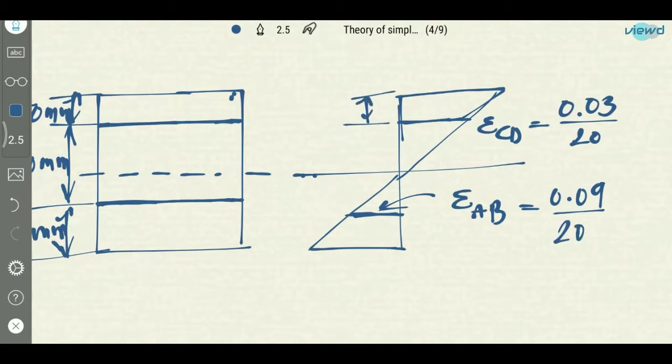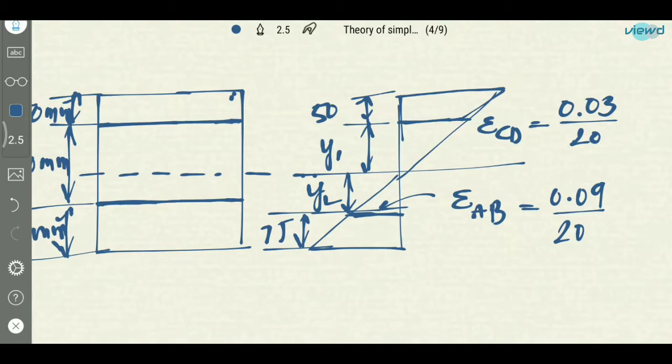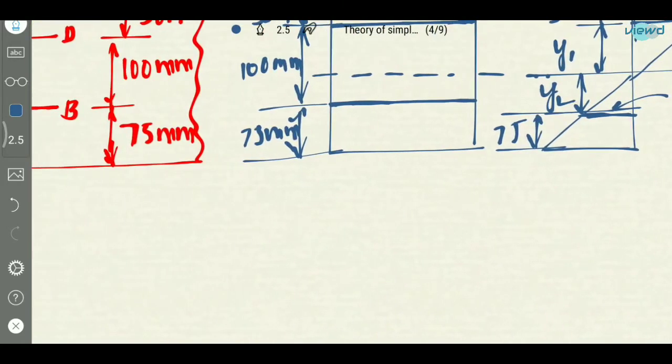And we know that this is 50. And we don't know this length. We don't know exactly whether this neutral axis lies on the center or not. Let us take this as y1 and this as y2. This is 75 mm. But we know that y1 plus y2 is equal to 100 mm. So y1 plus y2 is equal to 100.